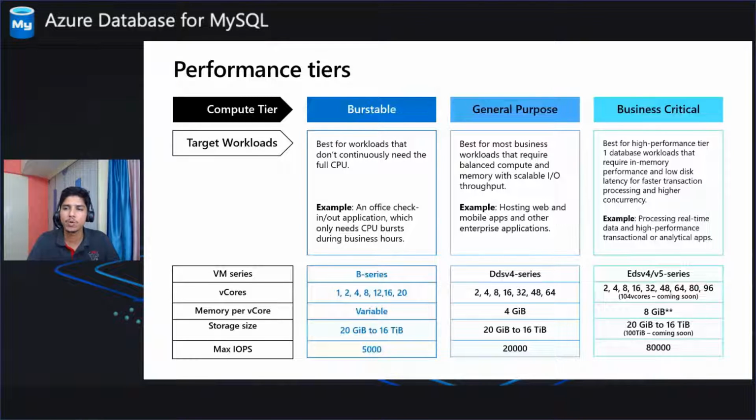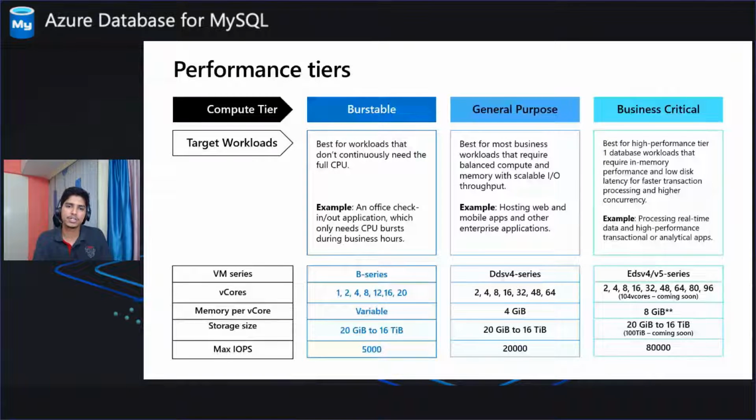The memory per vCore is 8 GB for the business critical SKU. The storage size starts from 20 GB right up to 16 TB. In the coming months, we'll have 32 TB as well, and we're also aiming at 100 TB in a few months. The maximum IOPS possible under the business critical SKU is 80,000.